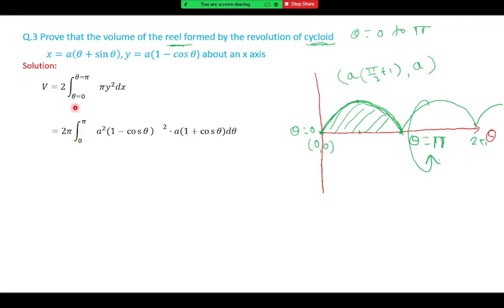Pi y square dx. 2 pi is written, 0 to pi, value of a square (1 minus cos theta) bracket square a into 1. What should be the next step for integration? We'll check about this too at the end. Can you first tell me how to integrate now?